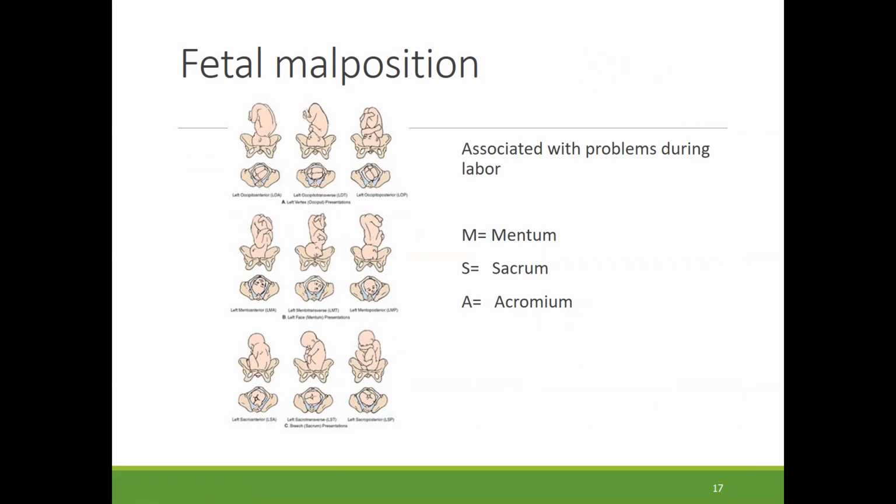All right, fetal malpositions. These are bad positions that we don't like to see. They're associated with problems during labor. So again, just to reiterate, M is mentum, so the chin's the presenting part. Then S is the sacrum or the butt, and then A is the acromion process. Okay, so these are just examples. We will go through some more examples in class as well.